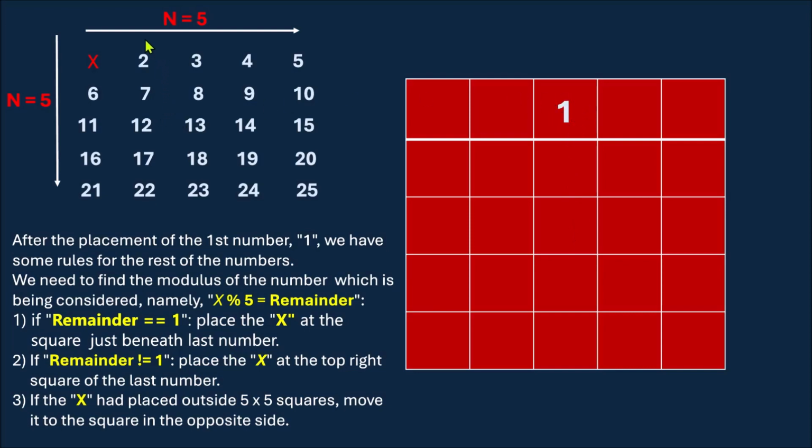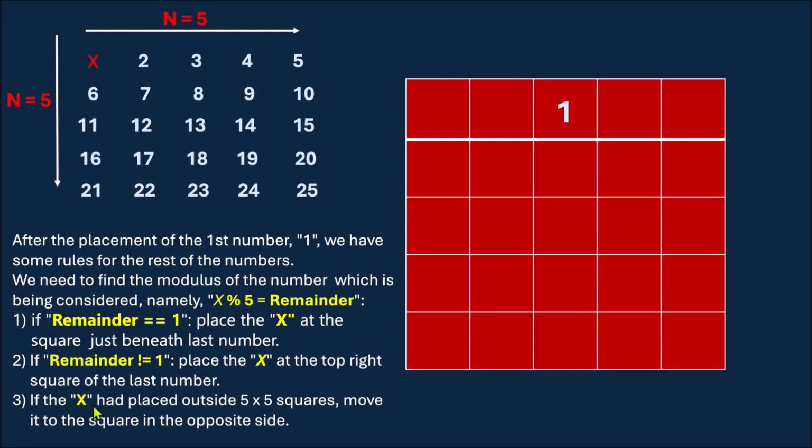For example, if we are considering number 2, at that time we just take the modulo and then check the remainder. Based on the remainder value, we put the next number here. Rule 2: if the remainder is not equal to 1, at that time we put x at the top right square of the last number. This is the last number. At that time we put the number here, just being considered.